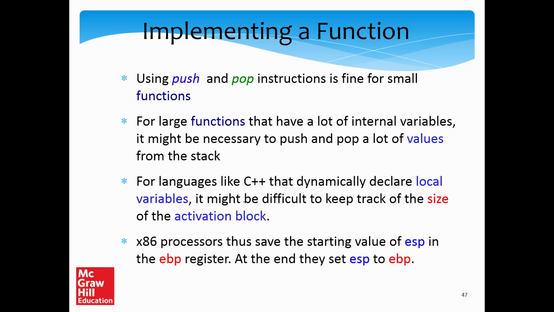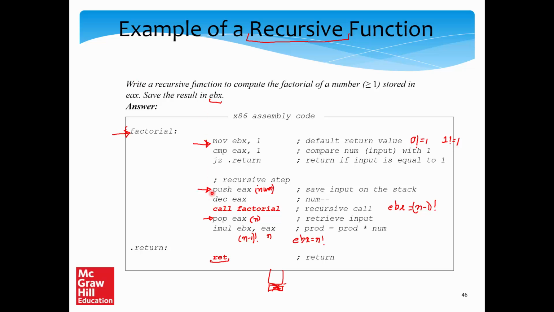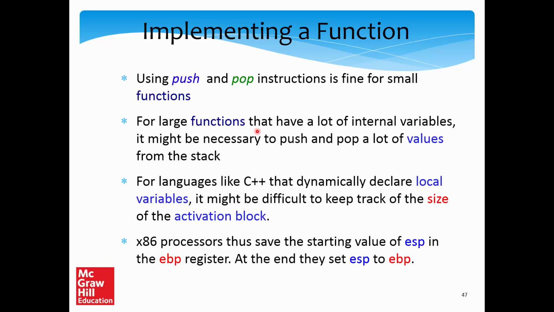So implementing a function, what do we do? We use push and pop instructions in small functions like the one that we showed, which is fine because it worked. If you see in the last one, we used a push instruction and a pop. For large functions that have lots of internal variables and arguments, it might be necessary to push and pop a lot of values from the stack.